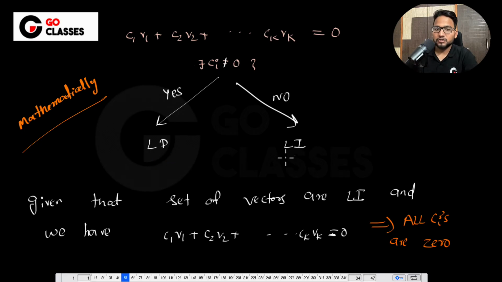That's what we said. So given that a set of vectors is linearly independent and we have this equation, it means that all ci's are zero. If they give you this equation and they also say that all the vectors are linearly independent, it must mean that all ci's are zero. That's the only case when you can satisfy this particular condition. I hope now you understood what linearly independent and dependent mean, right? You must have understood this.